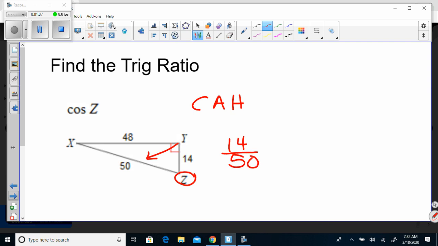50. Now if you have a calculator that will work this way, please simplify that fraction. If you don't, that's okay. I will still give you full credit on the assignment. Basically, this is what I want you to do, just set that up. So there it is. So technically, to get it right, you're just going to say cosine of z equals 14 over 50, and that's what I want to see on your assignments.